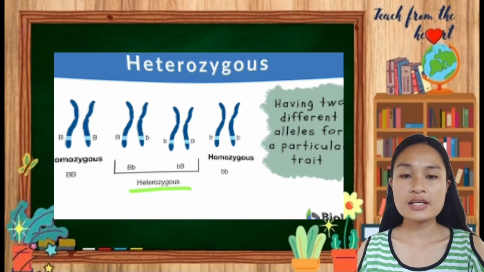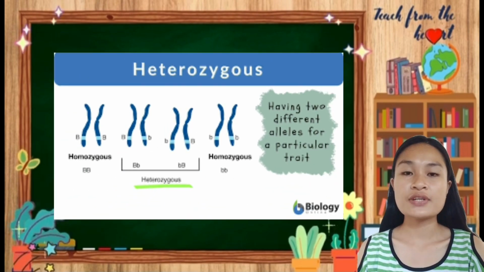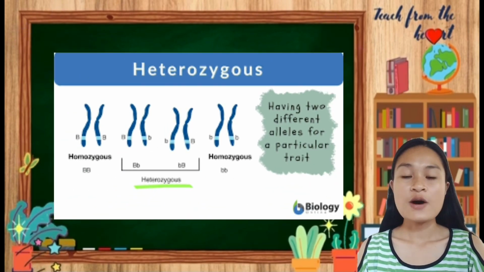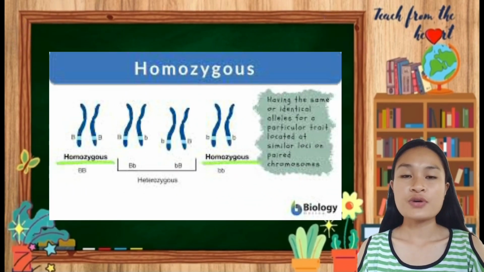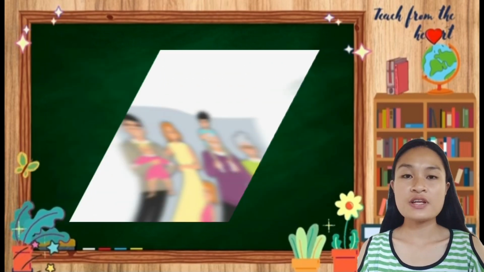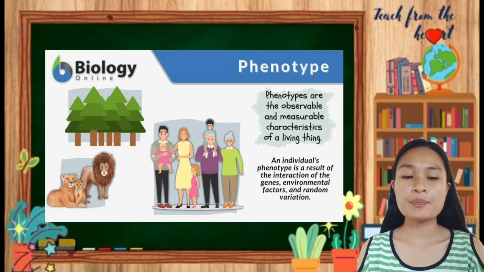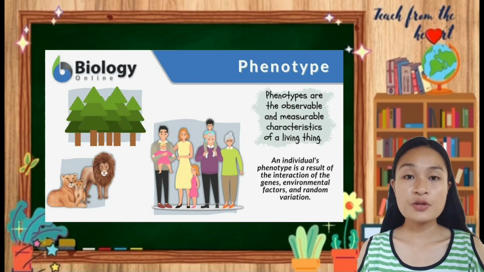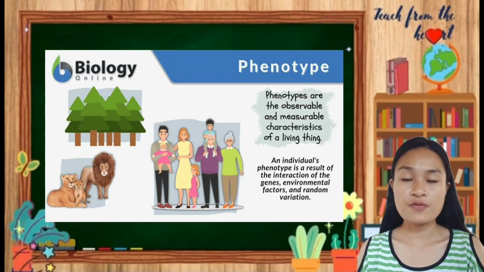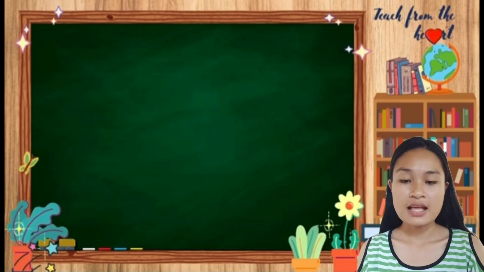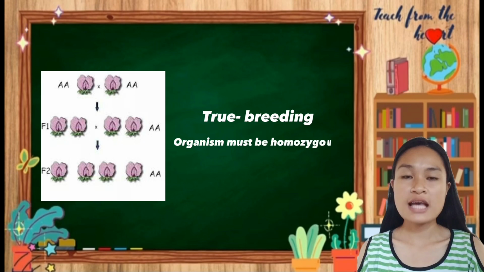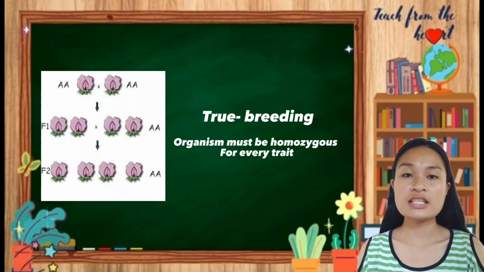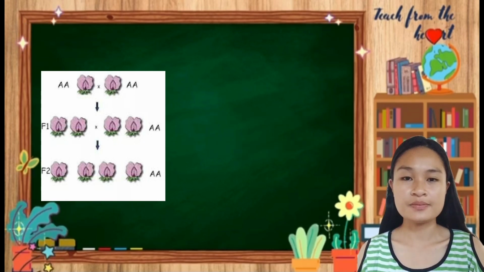Next is heterozygous. It has two different alleles for a trait. Homozygous has two identical alleles for a trait. Next is the phenotype. It refers to the outward appearance of an organism. Examples of this are the color and shape of an organism. Lastly is true breeding. An organism must be homozygous for every trait for which it is considered true breeding.